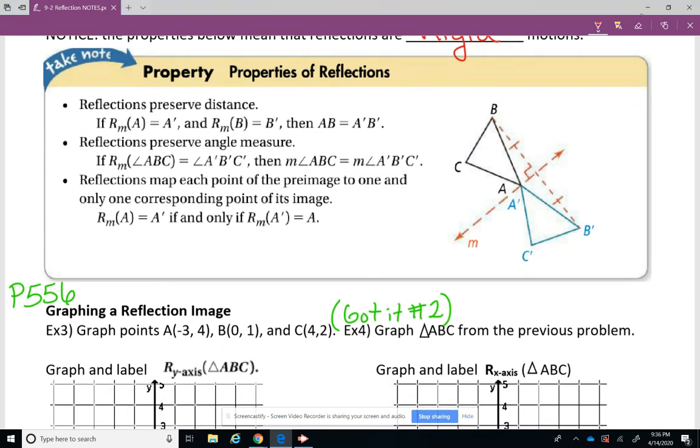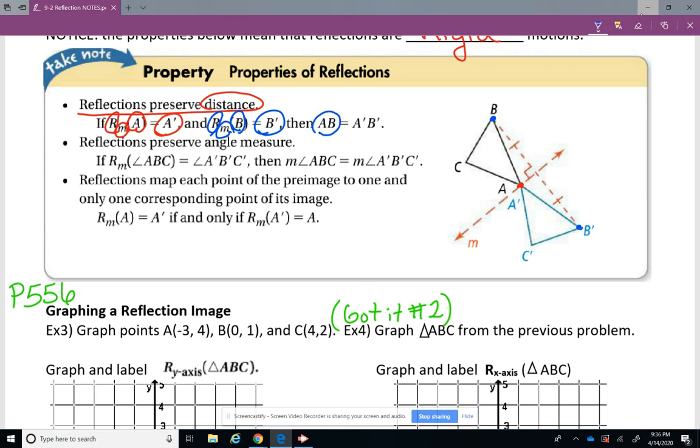Okay, all right, so here we go. I'm just going to underline as I talk about it. Reflections preserve distance. So I'm going to show you. If I'm going to reflect point A over line M, I'm going to get A prime. Okay, so here's A. Now remember, when it's on the line, you can't really reflect it. It is what it is. Point A and A prime are the same thing. All right. If I'm going to reflect point B over line M, it will result in B prime. So here's B. I reflected it. I got B prime.